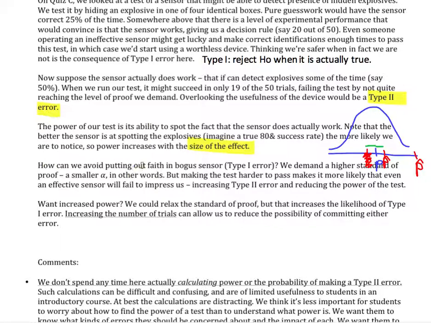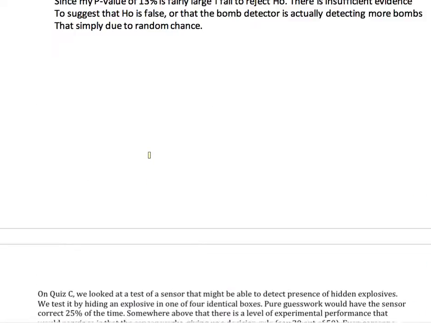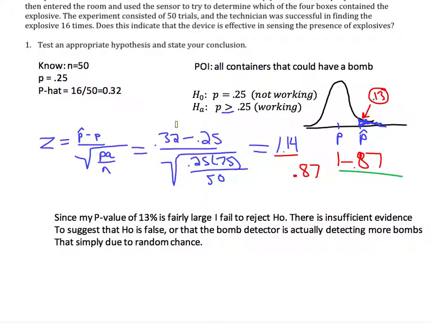How can we avoid putting our faith in a bogus sensor, a type 1 error, because that would probably be the worst consequence in this situation? Well, they said we can demand a higher standard of proof, in other words, a smaller alpha. So that's something that we do have control over.